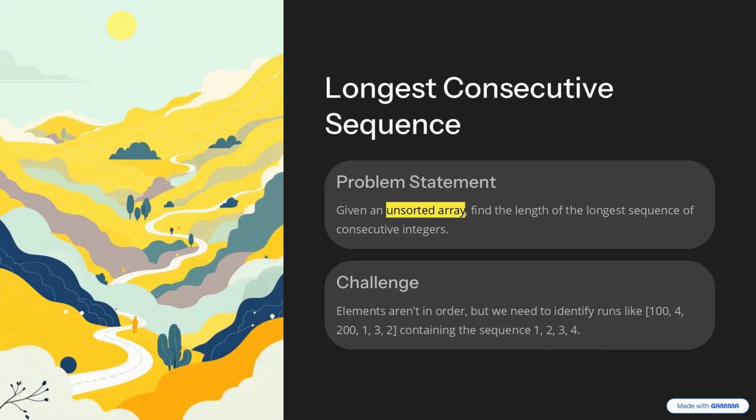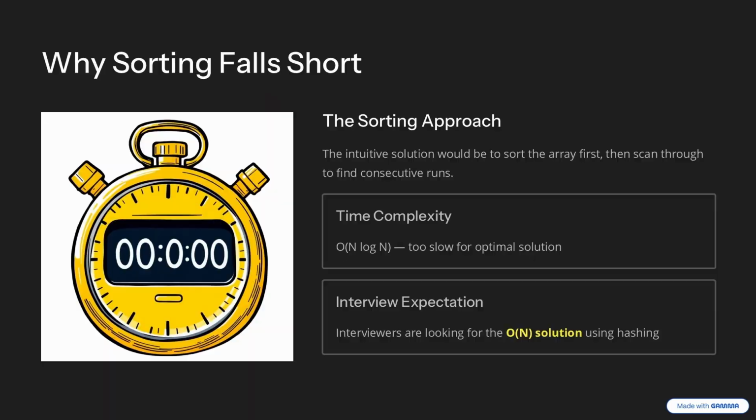Now let's look at longest consecutive sequence. Given an unsorted array, we must find the longest run of consecutive numbers. Order does not matter, and duplicates may exist. Sorting the array seems like an easy solution, but sorting takes n log n time. Interviewers usually expect a linear time solution, so sorting is rejected.